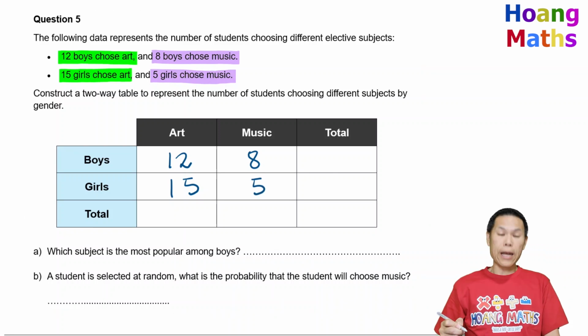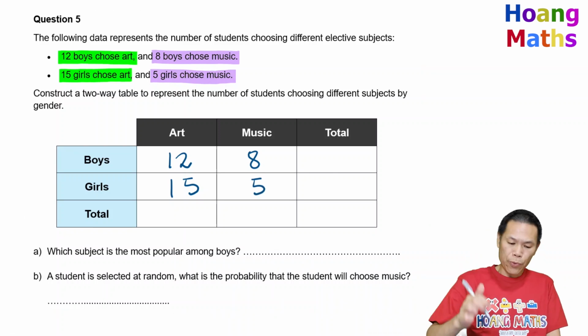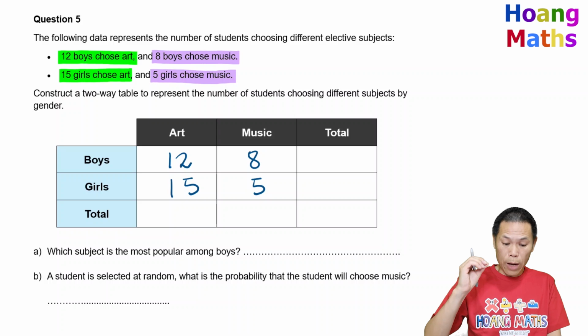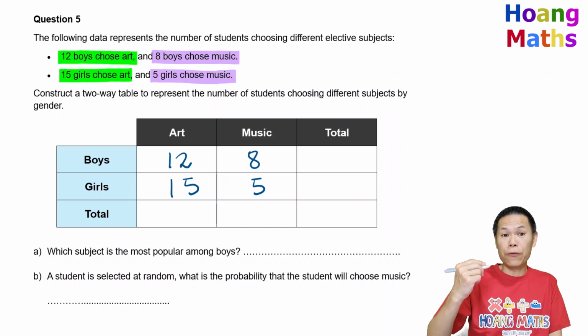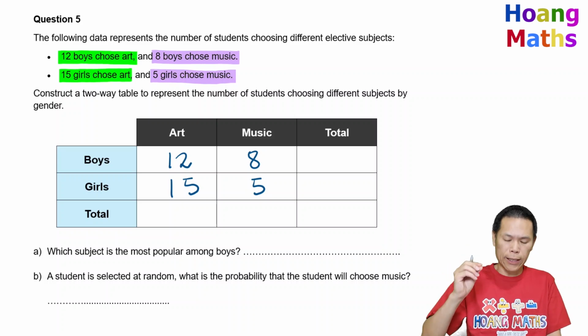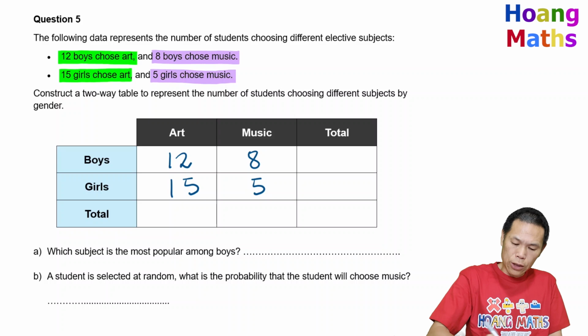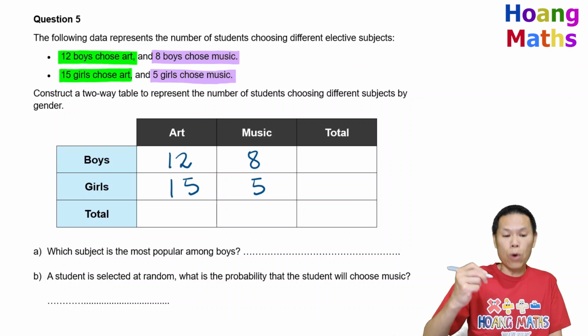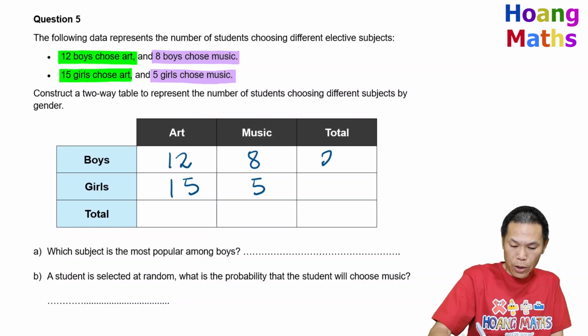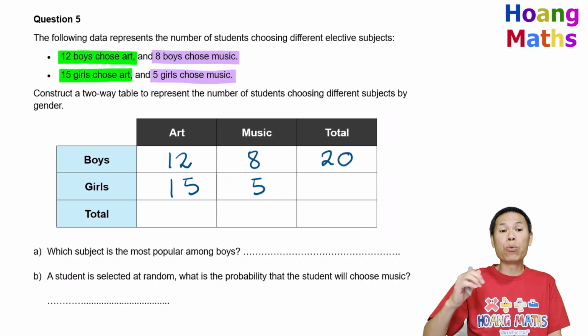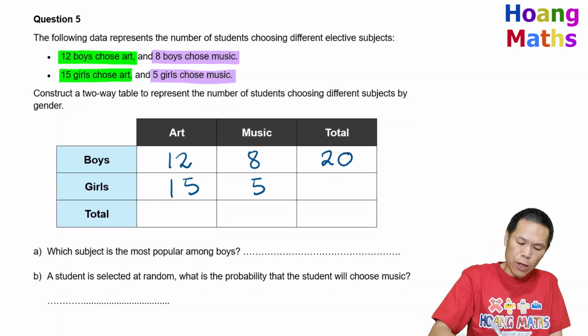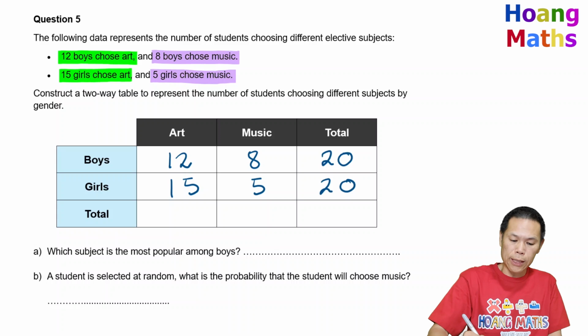5. Now we can complete the table. So we can work out the total number of boys first or girls first. Doesn't matter. Or music or art, it doesn't really matter. Okay. So we just go 8 plus 12, give me 20. So that means 20 boys altogether. Then we go 15 plus 5, give me 20. So 20 here.